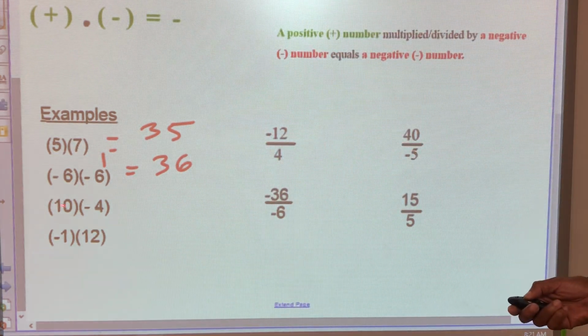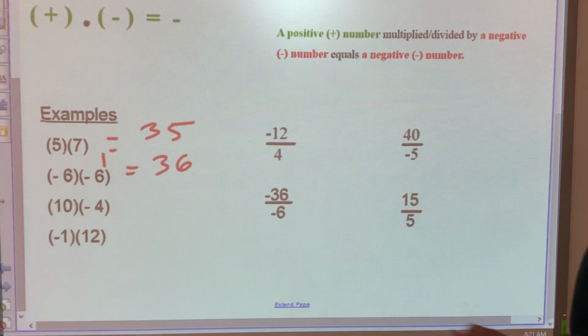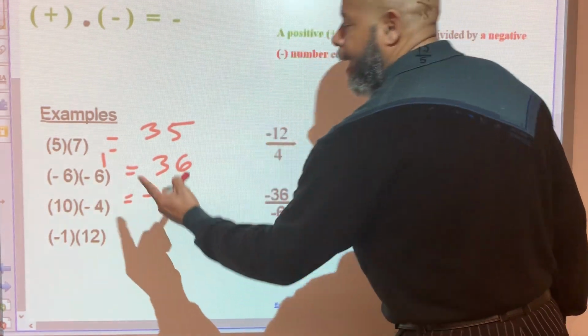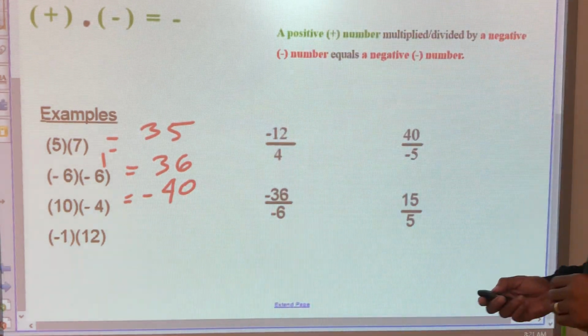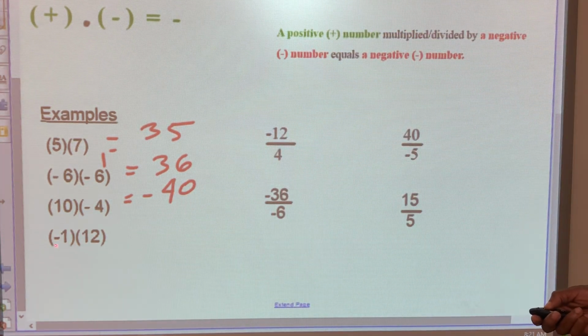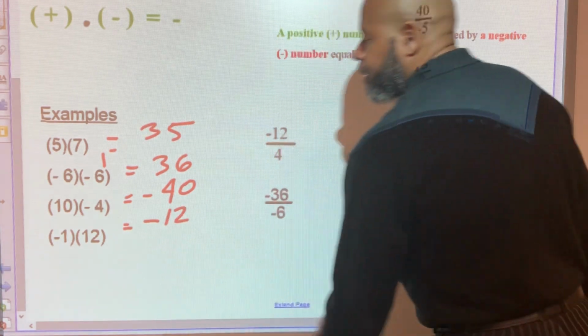You have a positive 10 times a negative 4. The signs are different, so you know the answer is going to be negative. And 10 times 4 is 40. You have negative 1 times positive 12. Signs are different. You're going to get a negative answer. And 1 times 12 is 12.